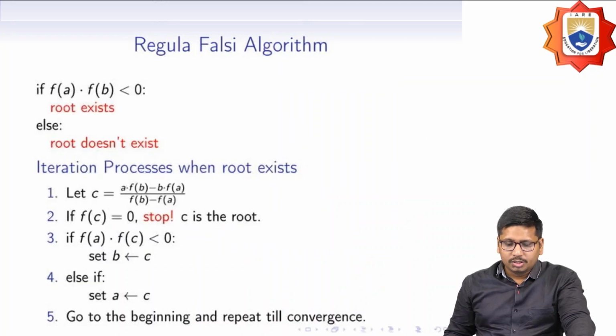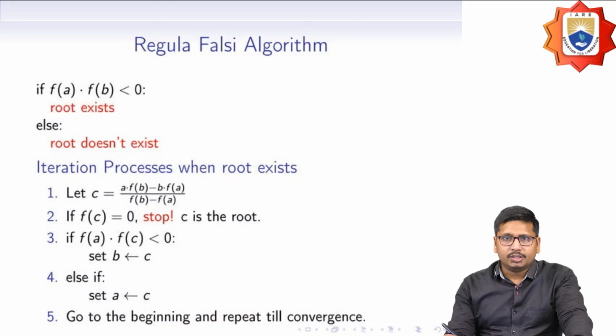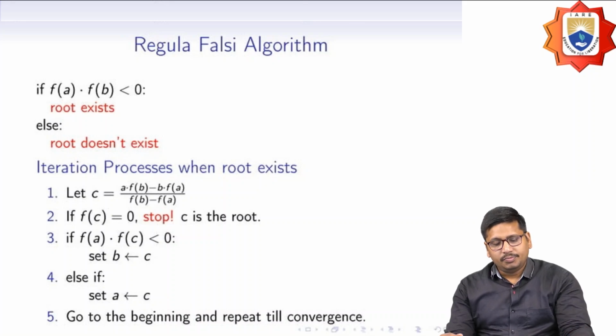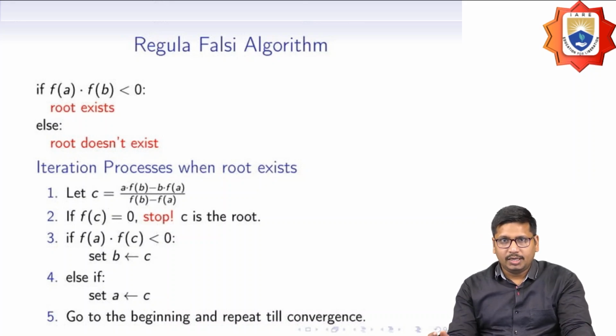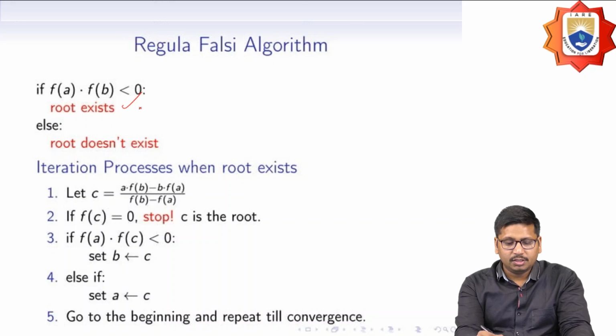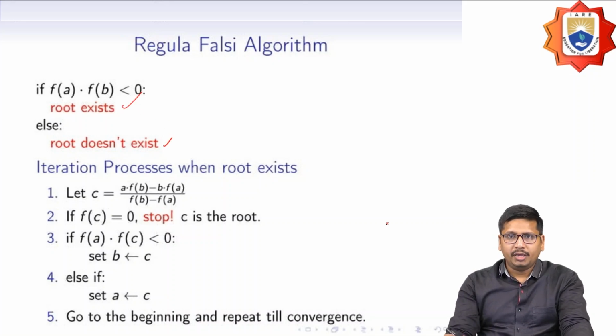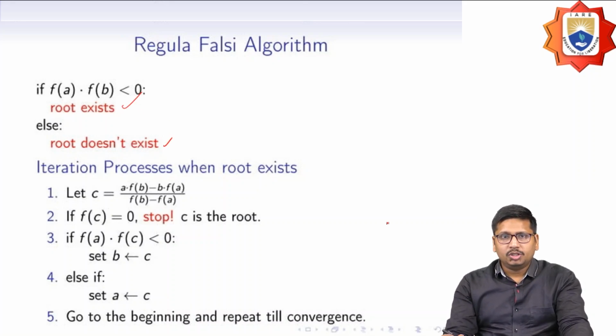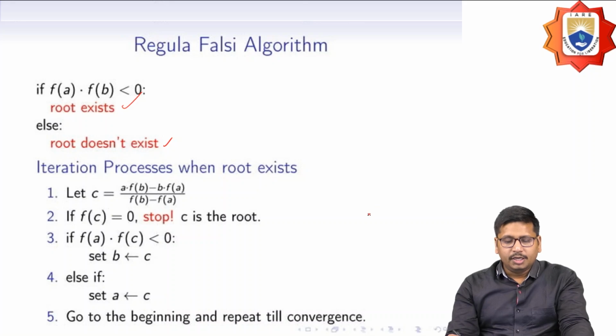So how does the root lie if I consider these f of a and f of b values? According to the regula falsi theorem, if f of a times f of b is less than 0, then the root exists. Otherwise the root may not exist. It should be based on the values of f of a and f of b only. The iteration process continues when the root exists.